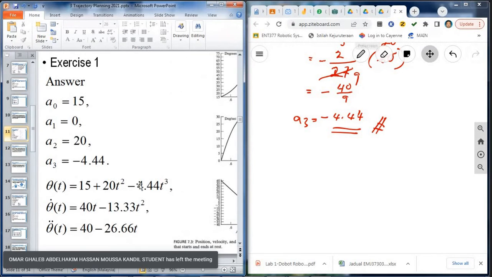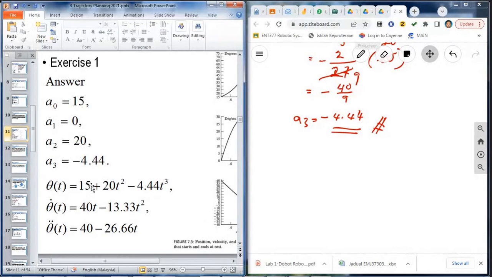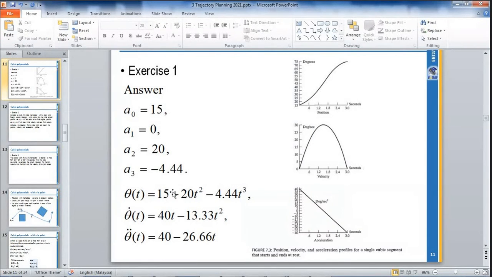So from this equation, after you replace A0 until A3, you just replace your value of T. For example, if T is 0, this is the equation for position here. If you start at time equal to 0, you just replace 0. So your answer is 15 here, because this is 0.